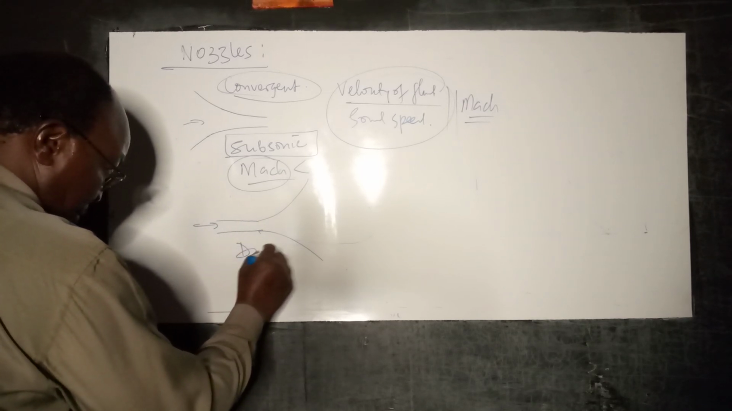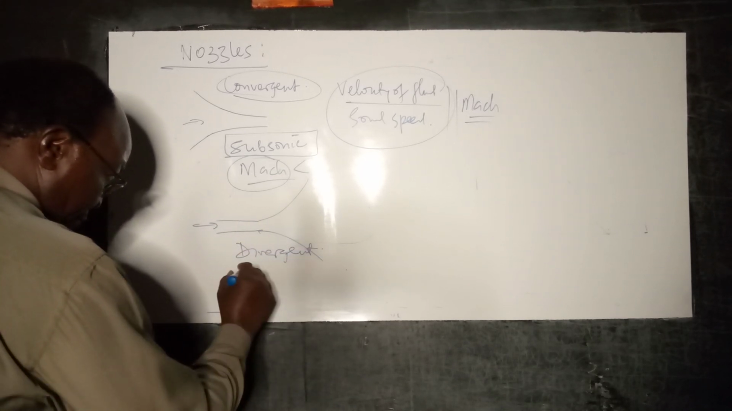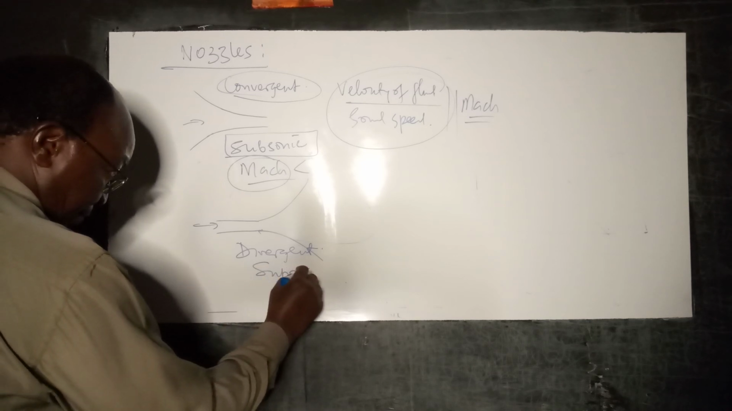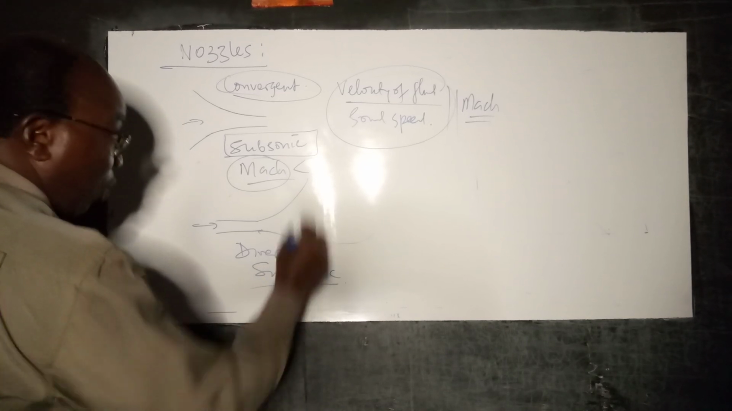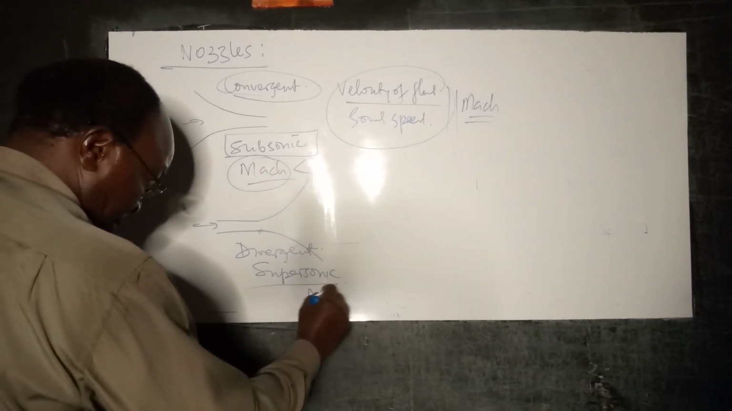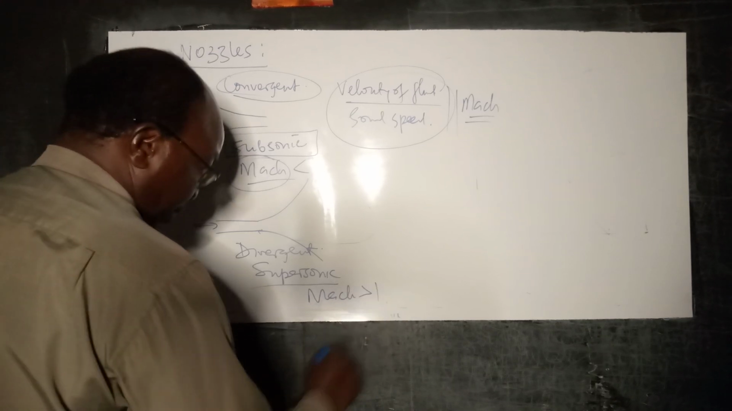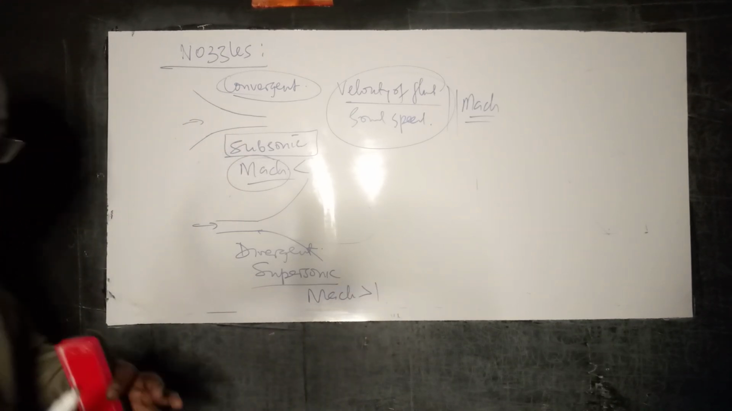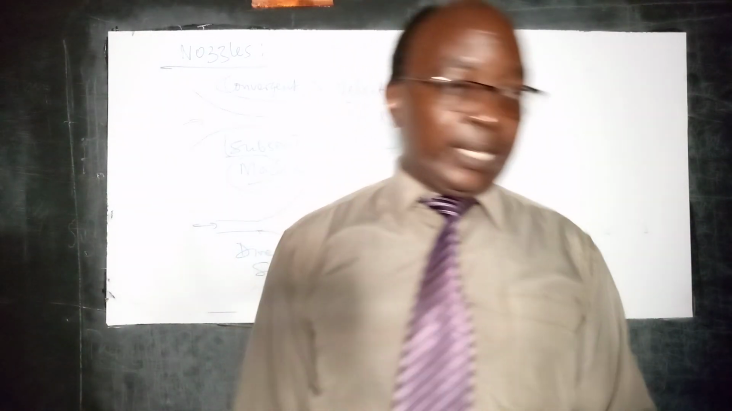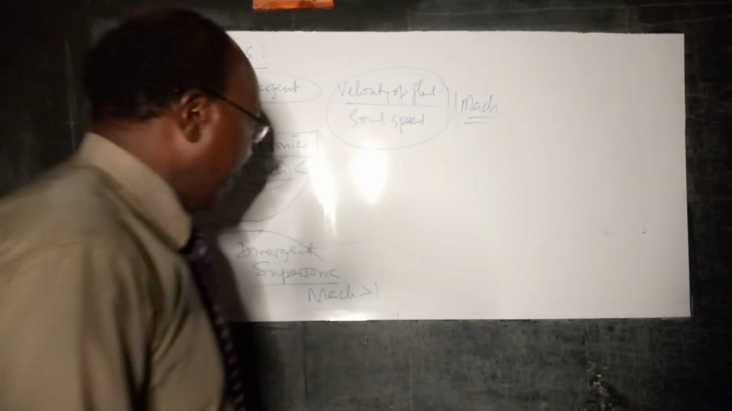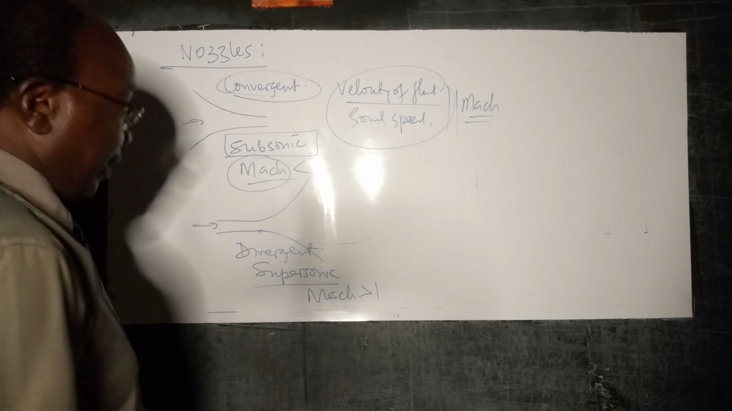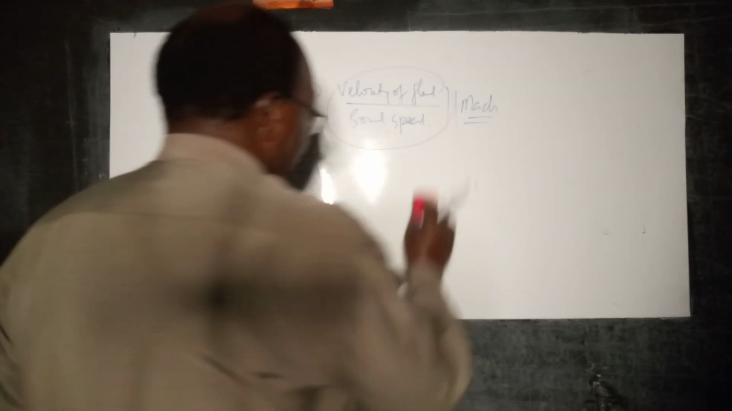Divergent. The flow here will be supersonic, so the Mach number will be greater than 1. Those are the types of fluid flow which you get in this nozzle system. It can be subsonic, it can be supersonic, and the Mach value is the ratio of the speed of that fluid to that of sound.